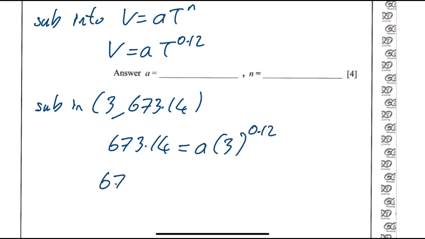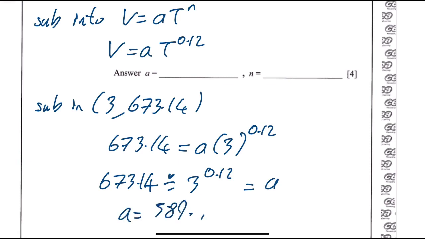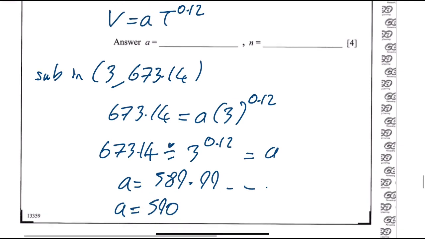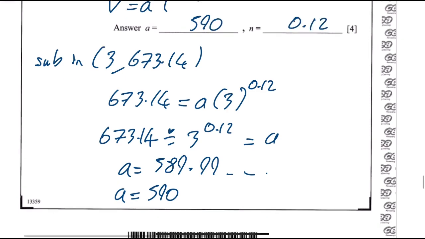And that means 673.14 divided by 3 to the power of 0.12 is equal to a. This worked out to be 589.99 something or other. So a is equal to 590 to the nearest whole. So your a is 590 and your n is 0.12.